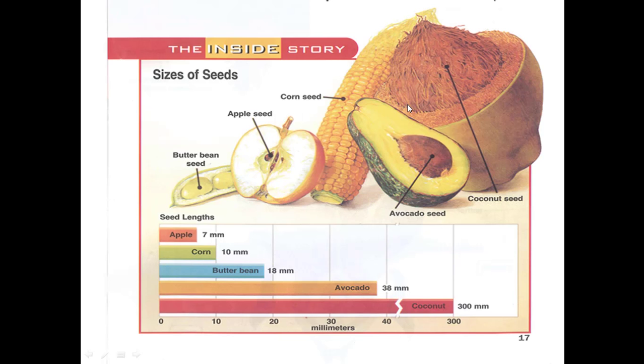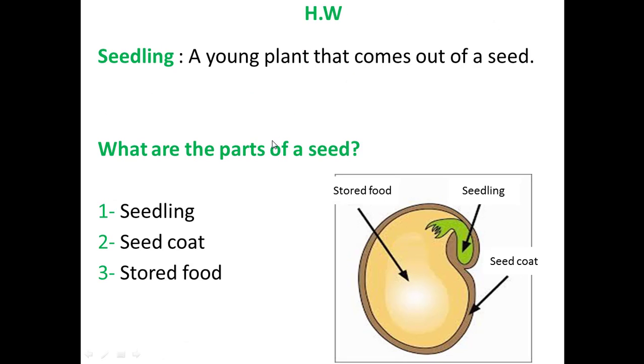And we said we have different types, shapes, colors and sizes of seed. Look, some of them are small, some of them are big, some of them spherical, some of them oval. Okay, we have different types and shapes and colors. So what's seedling? Seedling, a young plant that comes out of a seed.